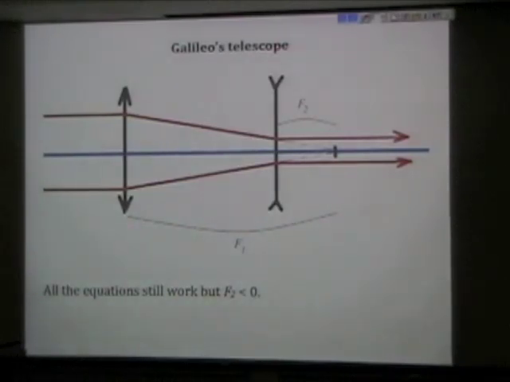He used the telescope and found that even the sun has some spots. That cost him a lot. He actually used a divergent lens for the eyepiece. It doesn't really matter; all equations say it's just that the focal distance for the eyepiece is negative.